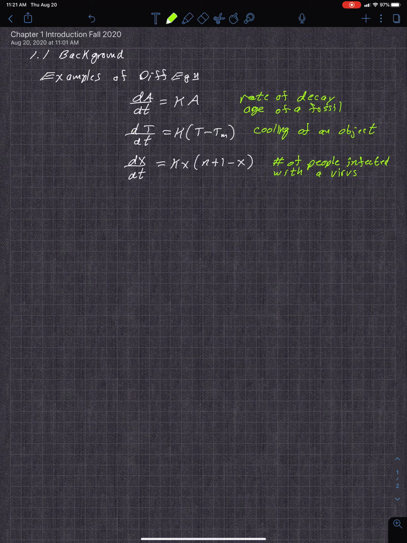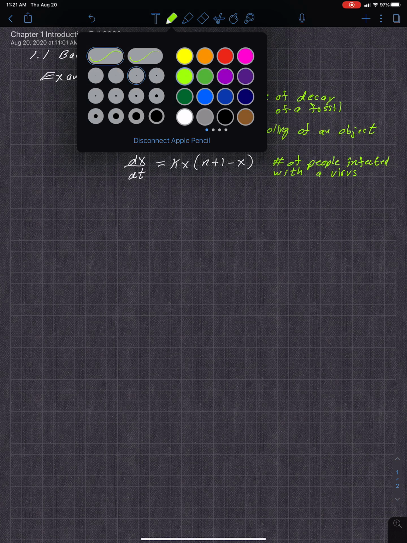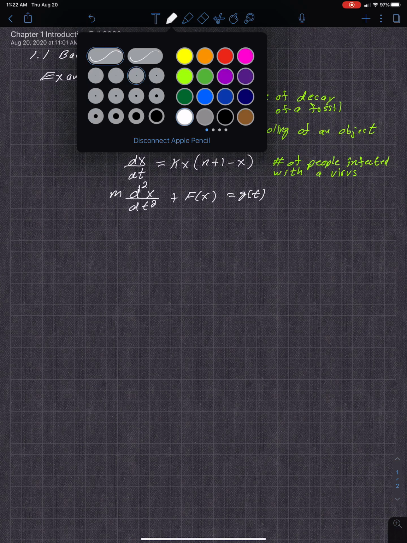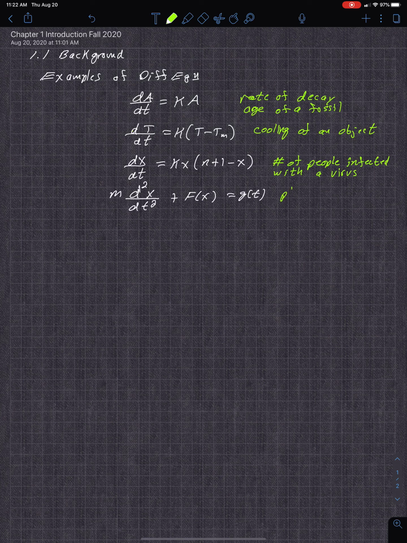Another one, and then I'll talk a little bit about some of the differences. So m times d2x/dt2 plus capital F of x equal to g of t. This is what we would call a second order equation. I'll get more into that in a second. That one is used for physical systems.